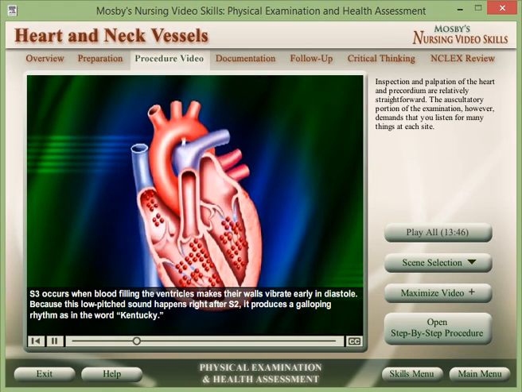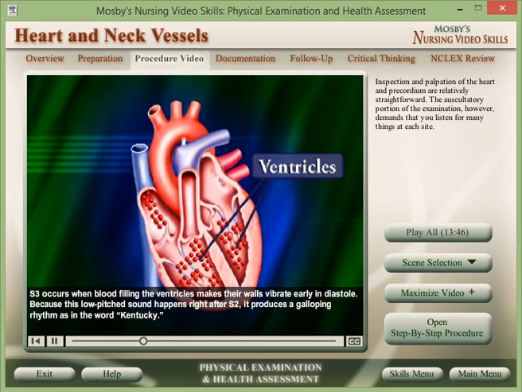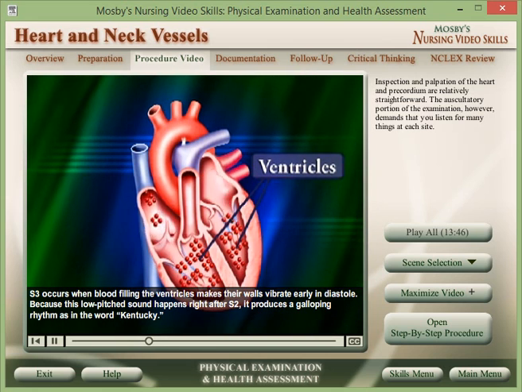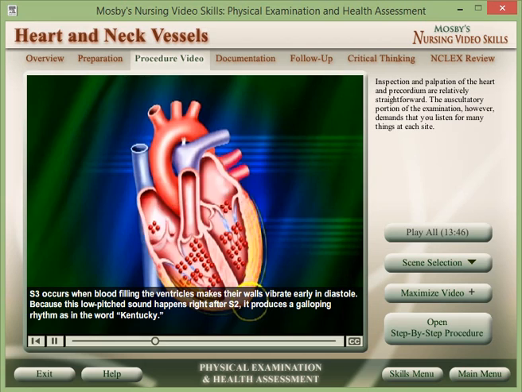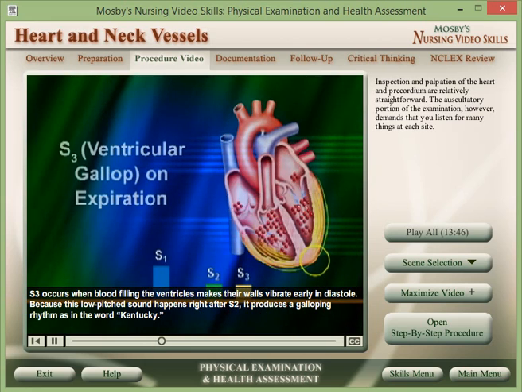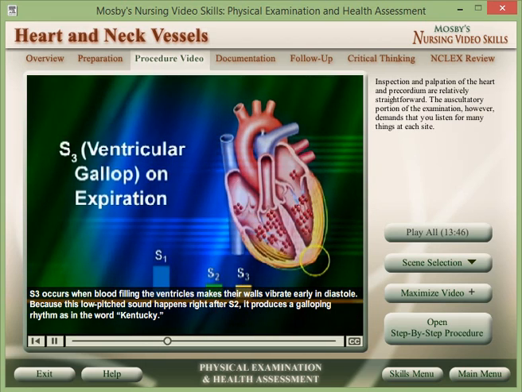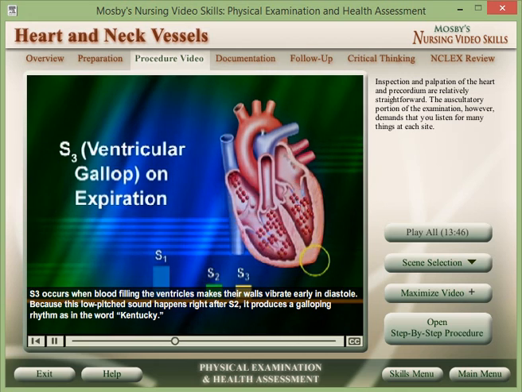S3 occurs when blood filling the ventricles makes their walls vibrate early in diastole. Because this low-pitched sound happens right after S2, it produces a galloping rhythm, as in the word Kentucky.